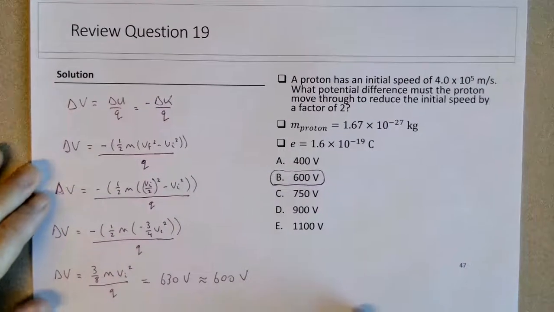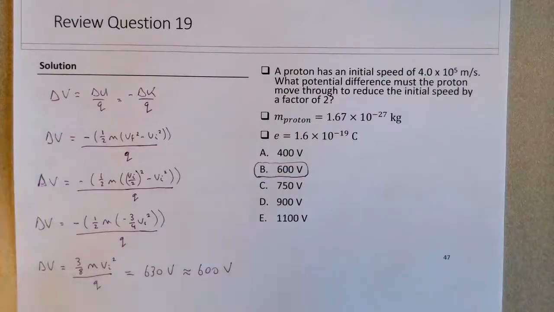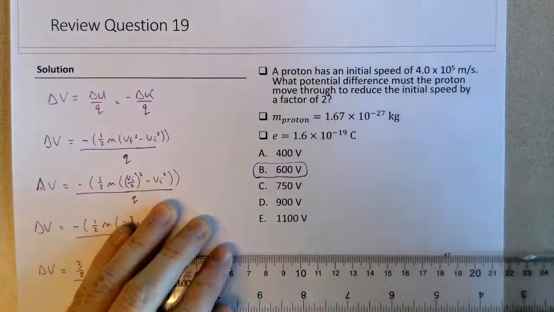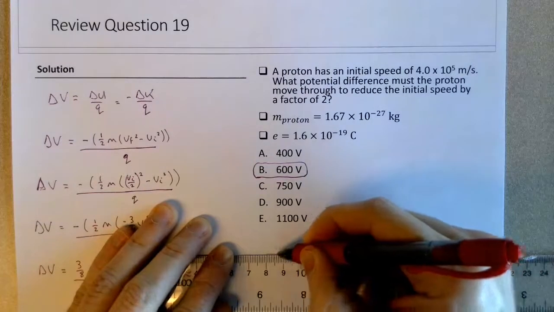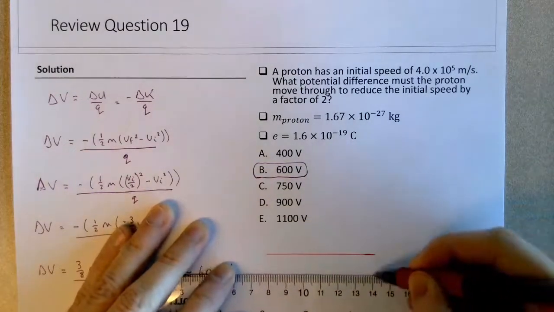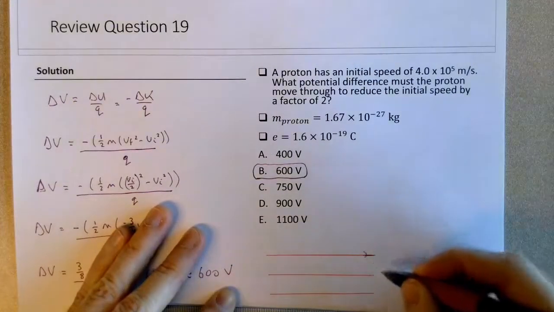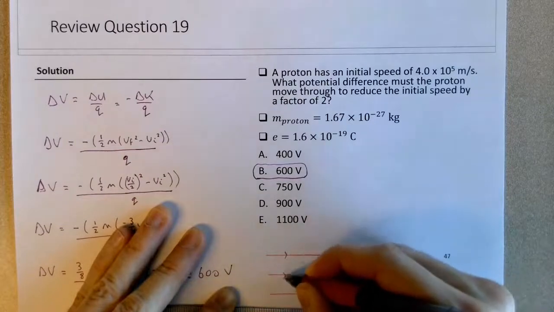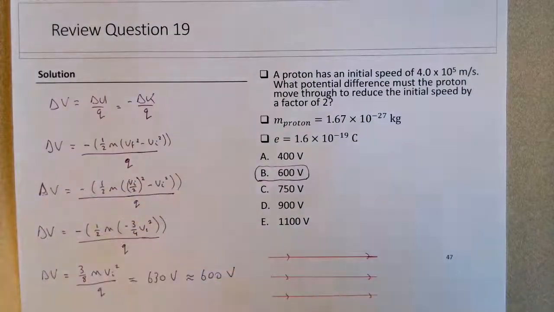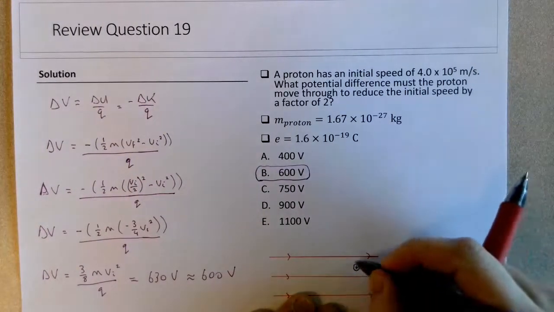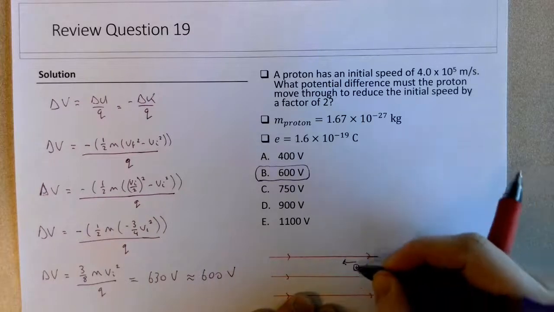And if you wanted to consider a diagram here, we could consider a uniform field. That doesn't have to be, but you could think of a diagram where we have a uniform electric field pointing to the right here, and if we want to get the proton to slow down, we would fire it in the opposite direction to the field.